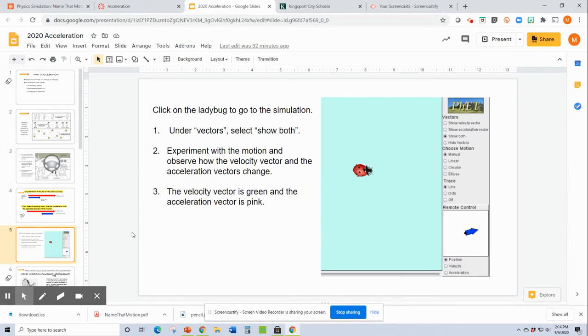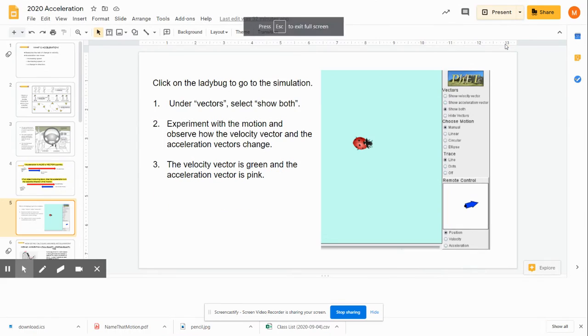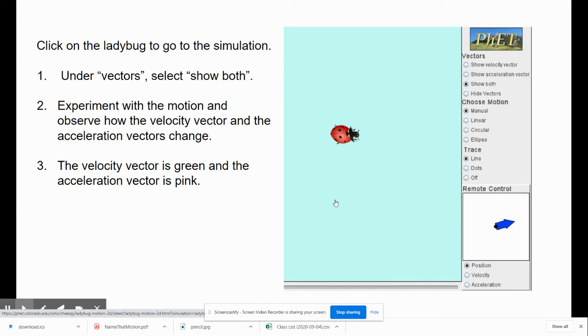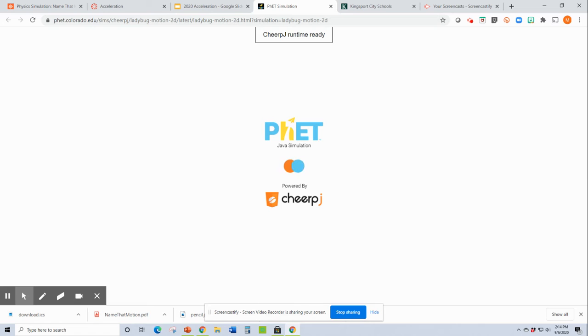We don't know if this will work, guys, on your Chromebooks, but hopefully it will. So here's my little ladybug, and you can click it, and it will take you to this simulation. And we'll find out together if it will work. It might not.